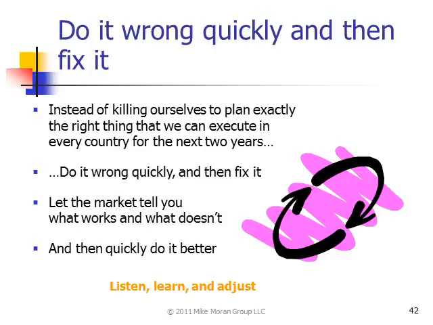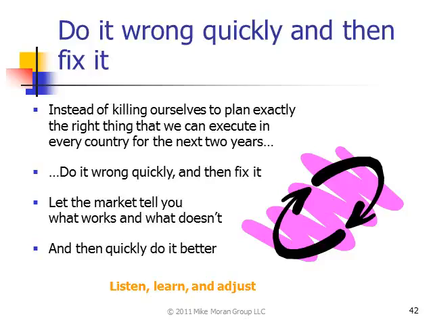So as I say in one of my books, do it wrong quickly and then fix it. So instead of trying to plan your marketing campaigns so that you understand exactly what the right thing is to do, instead rely on the metrics. Instead, use your ROI metrics as your feedback loop. You do it wrong quickly, then you fix it.